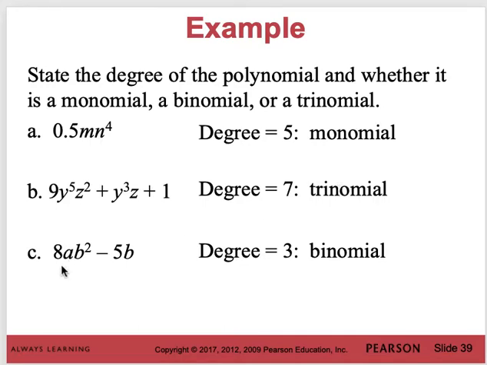And in our third example, we have an exponent of 1 plus 2, which gives us 3, versus an exponent of 1. The higher of those is a 3, so it's a degree of 3. And we are subtracting 2 separate terms, 2 meaning, like a bicycle has 2 tires, binomial.